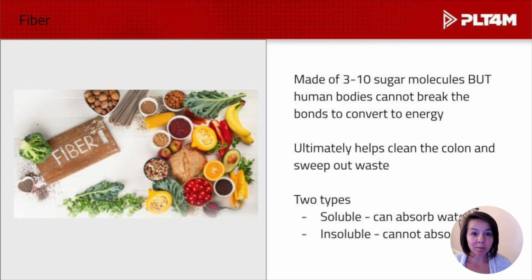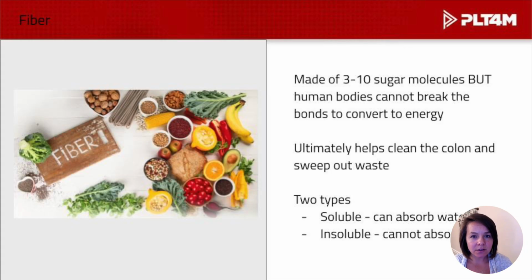Fiber is another type of carbohydrate. Like starch and sugar, it's made with the same single sugar molecules, but the bonds are put together in a way that the human body cannot break down and convert into energy. So, as a result, fiber ends up passing through our digestive system largely undigested. In doing so, it adds bulk, or volume, to our stool, and it also helps sweep out waste from our colon. Fiber is only found in plant based foods.